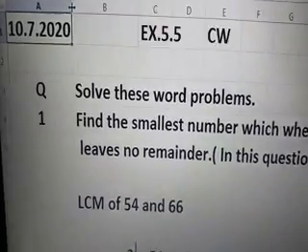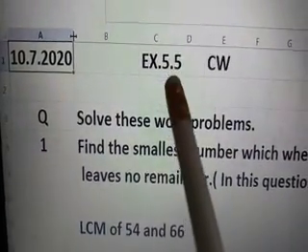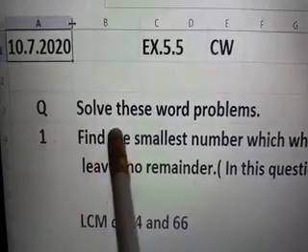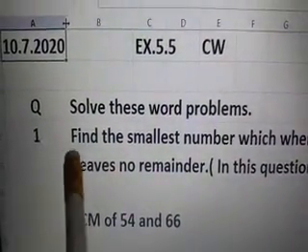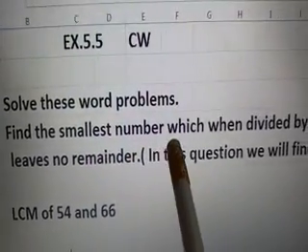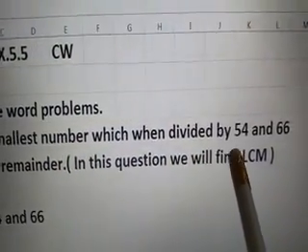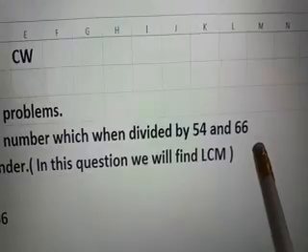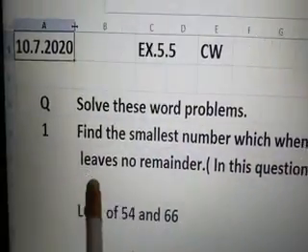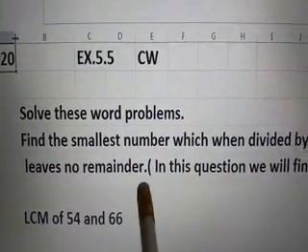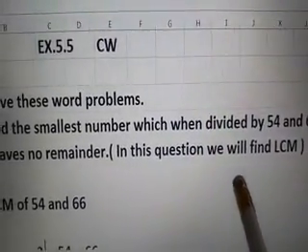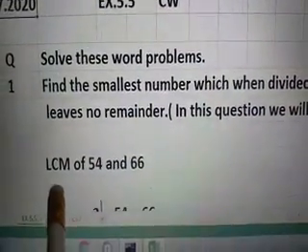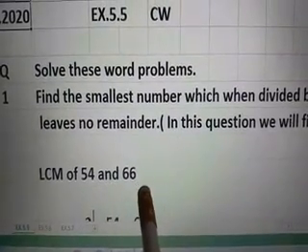Hello children, today we are going to start exercise 5.5 and the question is: solve these word problems. First is: find the smallest number which when divided by 54 and 66 leaves no remainder. In this question we will find LCM. LCM of 54 and 66.